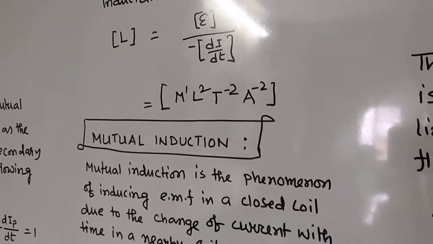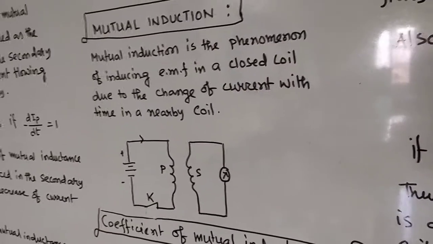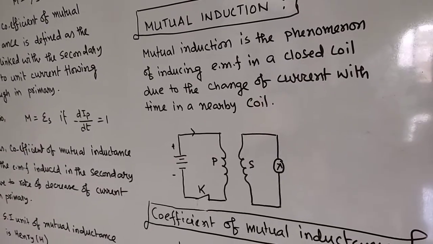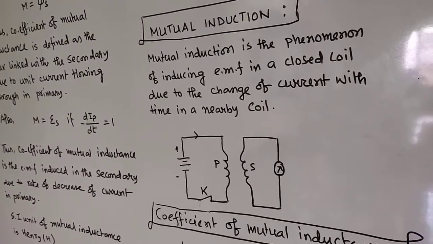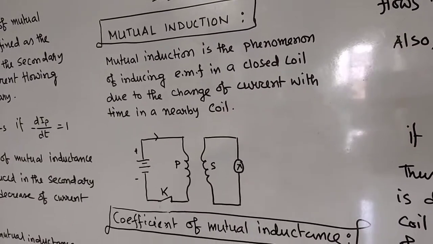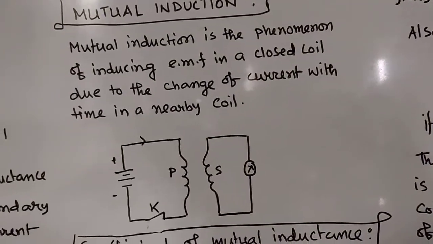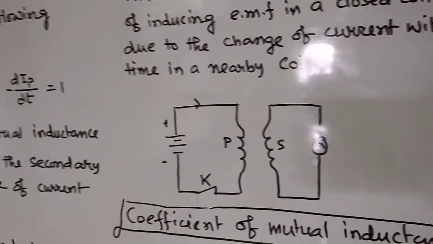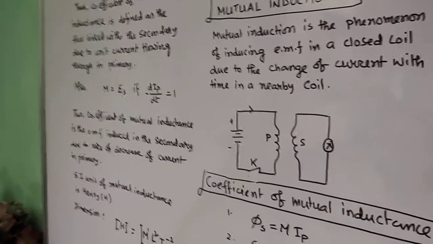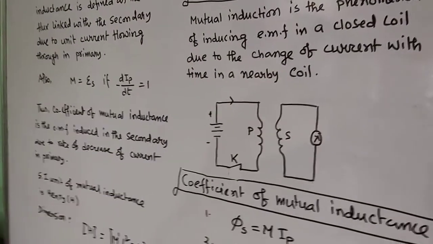Now today we are going to discuss another topic, that is your mutual induction. So here in the circuit you see you have two coils. One I have written P, another I have written S. So P stands for primary and S stands for secondary. Now in the primary you have a source and a key. In the secondary you don't have any source, but you have one instrument or apparatus, and I think all of you know that apparatus is nothing but your galvanometer.